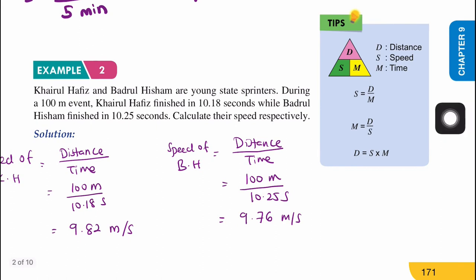So there are tips over here that boleh buat awak senang nak hafal, to make it easier to memorize the formula. You can memorize this triangle, D, S, M, where D is distance, S is speed, and M is time. So if you want to calculate the speed, you cover S, which leaves you with D over M. So the formula for speed S is D over M. If you want to find time M, cover M, which leaves you with D over S. So the formula to calculate time is D over S. And if you want to find the distance, simply speed times time. Ini cara mudah nak ingat. Saya rasa semua dah hafal ni, betul?